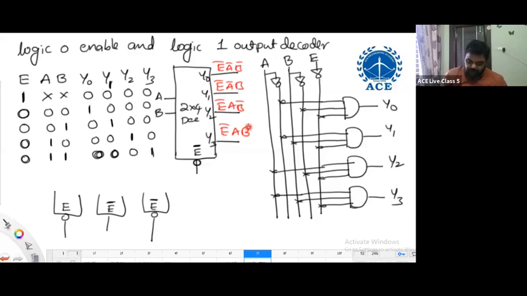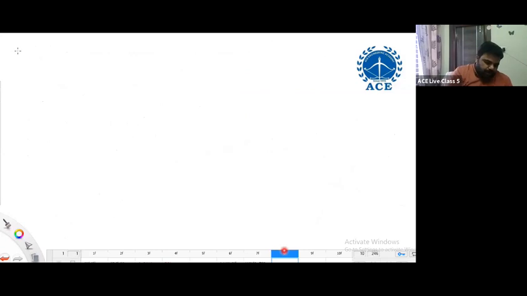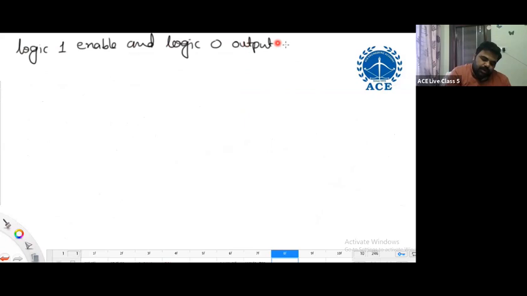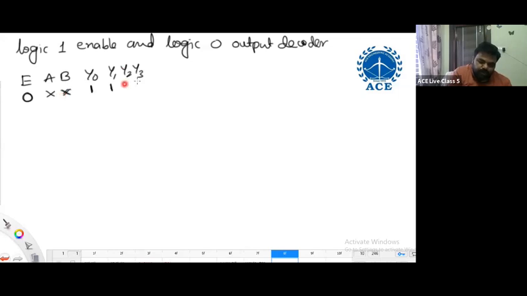Complete those two if you are writing. Here it is a logic 1 enable and logic 0 output decoder. If you want to write a table, it is very simple. For logic 1 enable, logic 0 output decoder, with outputs Y0, Y1, Y2, Y3: if E equals 0, then irrespective of AB, all the outputs are ones, because for logic 1 enable, 0 is disabling. 0 is disabling AB, so irrespective of AB, all the outputs are ones.